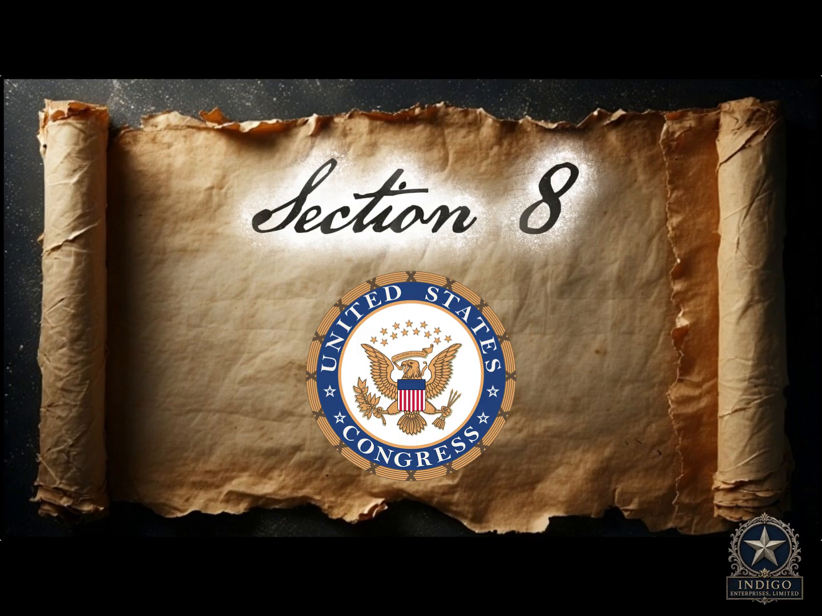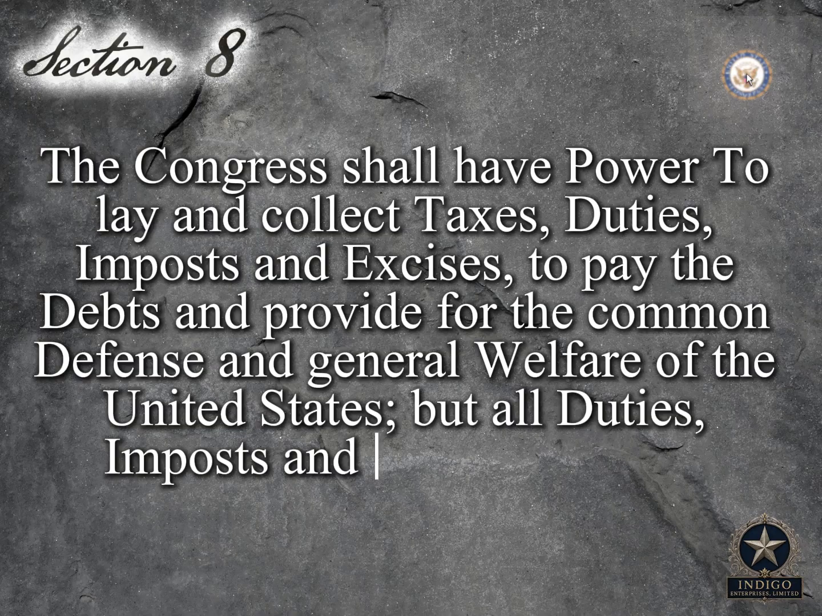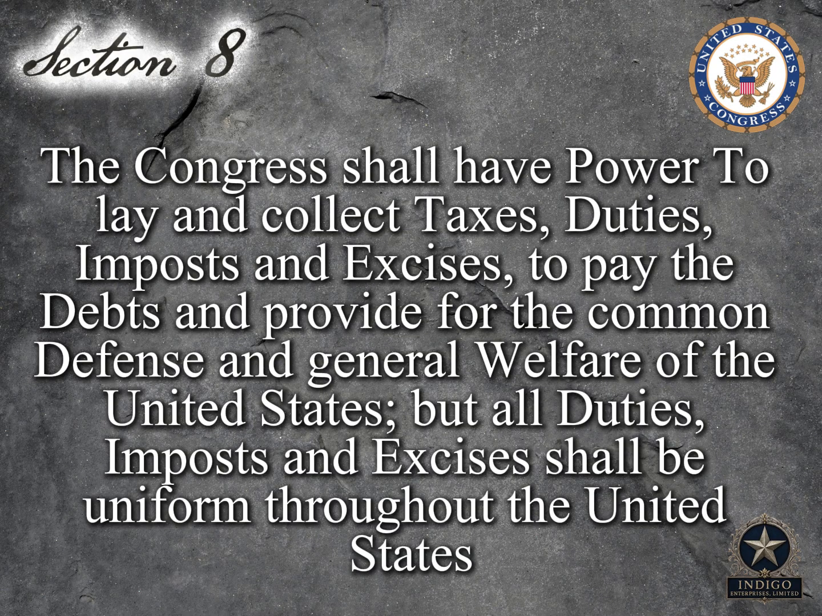Section 8. Enumerated powers. The Congress shall have power to lay and collect taxes, duties, imposts, and excises, to pay the debts, and provide for the common defense and general welfare of the United States. But all duties, imposts, and excises shall be uniform throughout the United States.